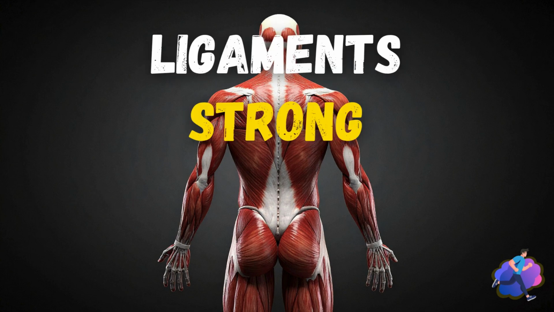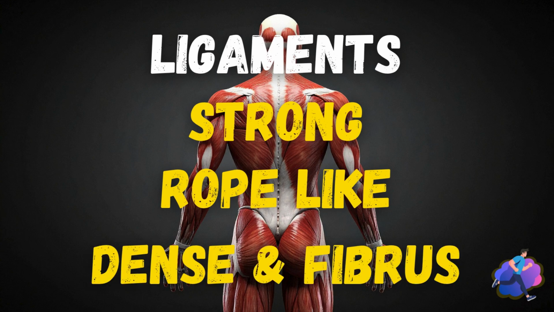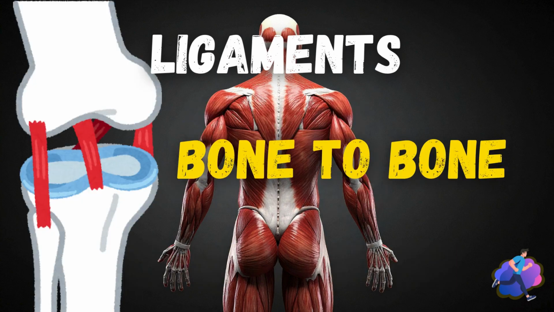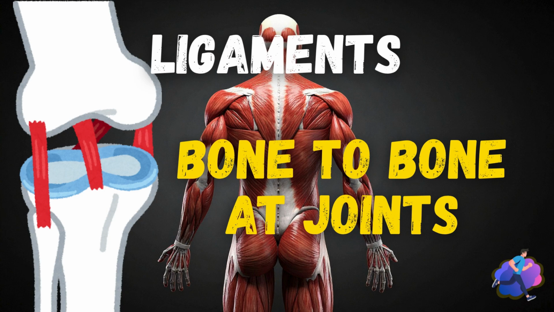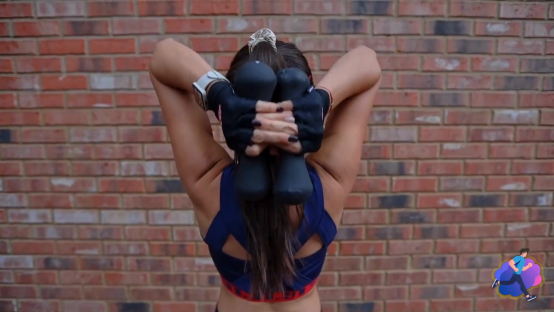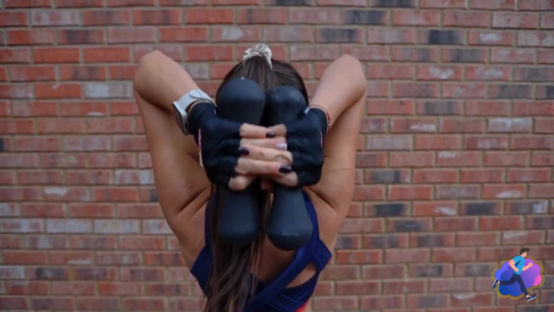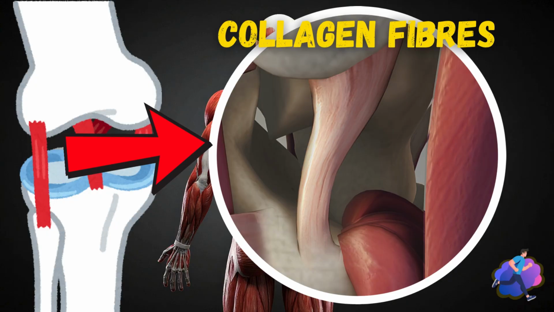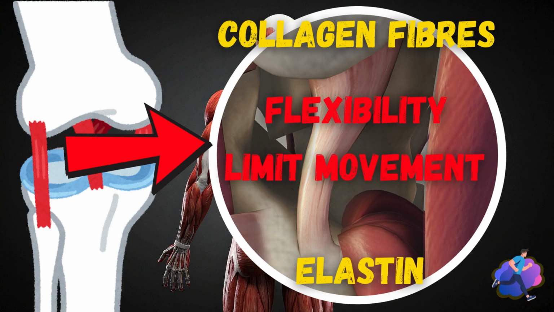Ligaments. Ligaments are strong rope-like structures made of dense fibrous connective tissue. Their key job is to connect bone to bone at a joint, holding everything in place. Think of them a bit like strong straps on a joint that prevent it from moving too far in the wrong direction. They contain tough collagen fibers that give them strength, but also a small amount of elastin, which is just enough stretch for controlled movement. The balance is important. They allow flexibility, but limit dangerous movement that could damage our joints.